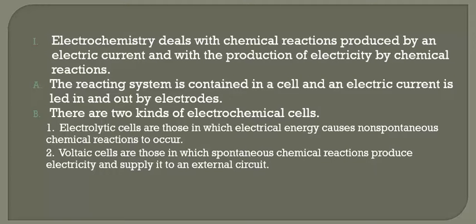Electrochemistry. Electrochemistry deals with chemical reactions produced by an electric current. There are two kinds of electrochemical cells. There are electrolytic cells, which use energy to cause non-spontaneous reactions to occur, and there are voltaic cells, in which spontaneous reactions produce electricity.